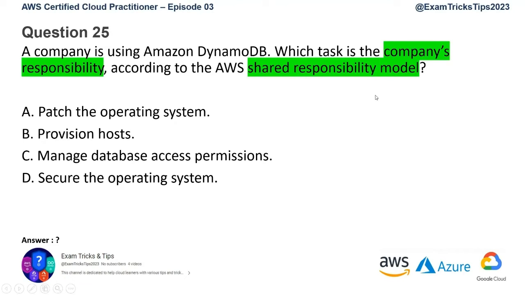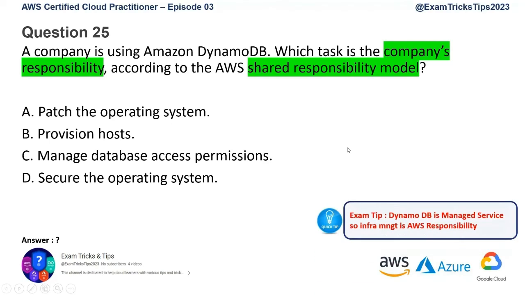So essentially, this is a question on the shared responsibility model. And the question asks, in the context of Amazon DynamoDB, which task is company's responsibility? Infra management is AWS responsibility completely. So anything that is to do with underlying infrastructure will be AWS, and anything from these options which is related to the application itself would be the company. Now let's go through these options one by one.